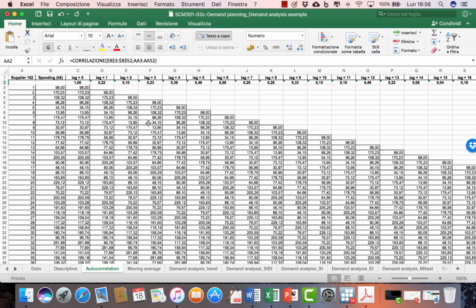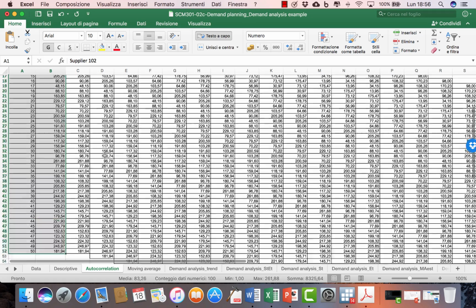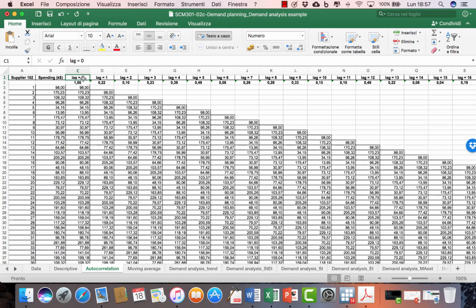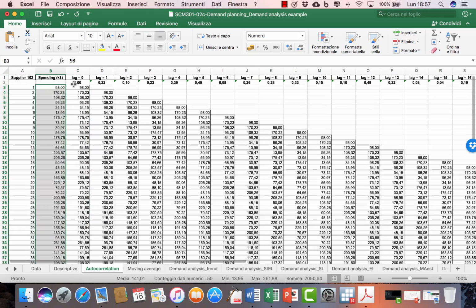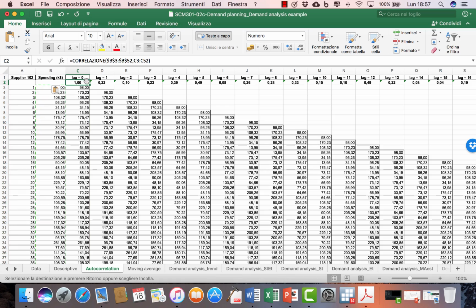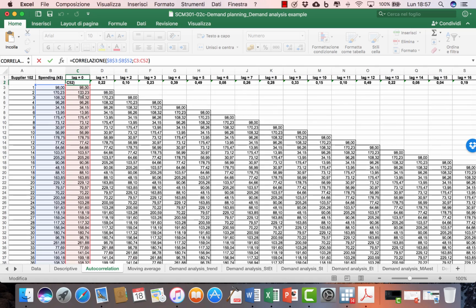This is very easy. As you can see, this is the actual demand. Lag equal to 0 means that you want to evaluate if this series is exactly correlated with this series. I mean, you copy and paste here, and here you just make the correlation between the first column and the second column.